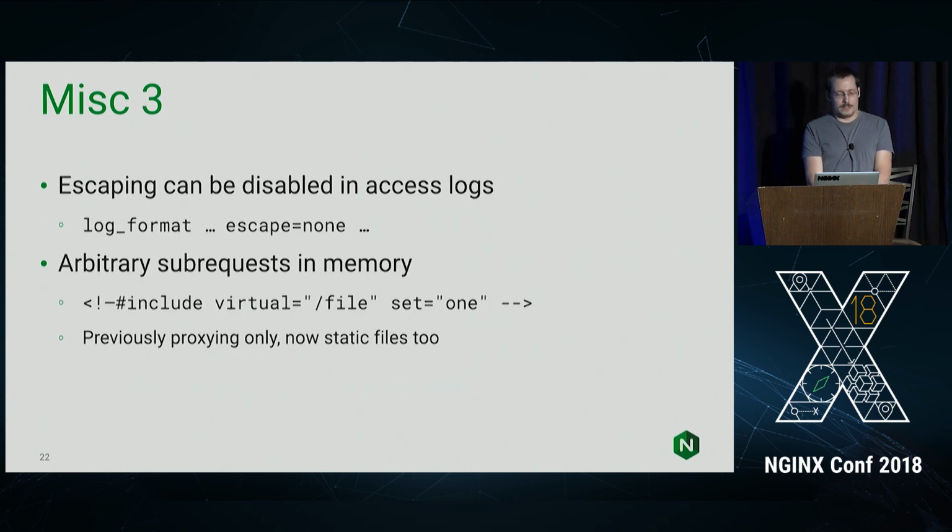Escaping in access logs can be disabled now, and in-memory subrequests, designed a long time ago for the SSI module, now can work with arbitrary responses, not only proxied ones. This makes in-memory subrequests a much better tool from a development point of view. In particular, it is now used for njs scripting. By the way, Dmitry Volyntsev will be giving a talk about njs tomorrow. I encourage you to attend.